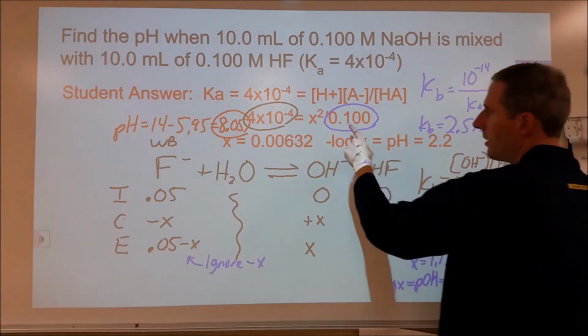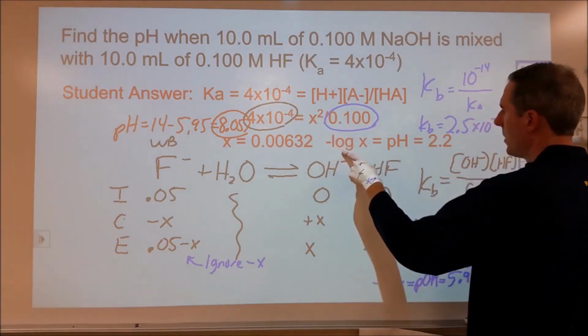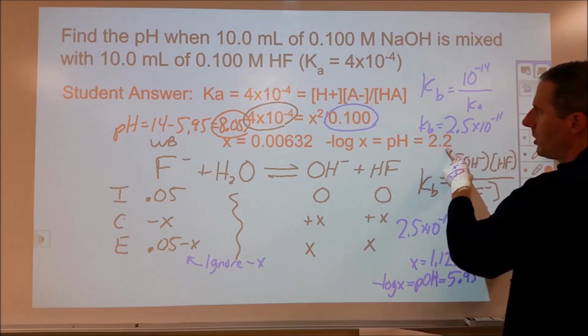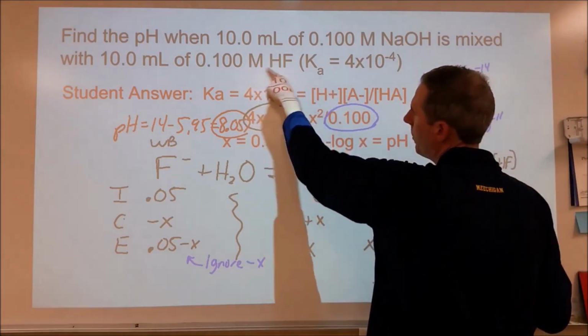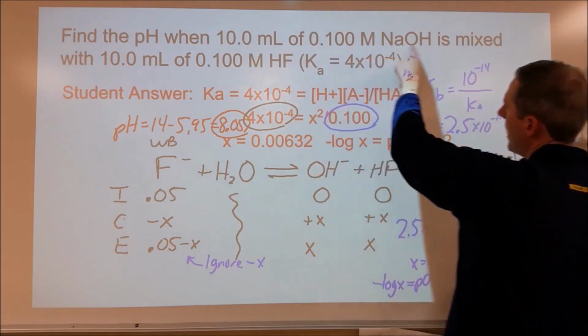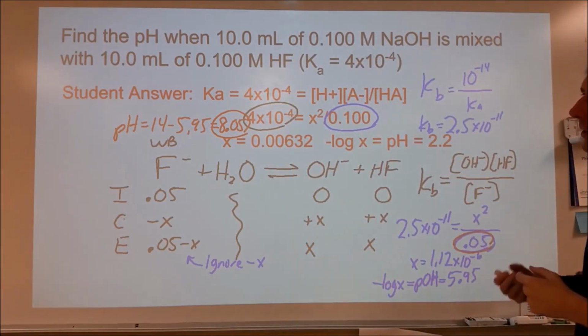The other thing is they missed the fact that they're dealing with a base and ended up with a pH of 2.2. So really what they did was they plugged in what would the pH be of 0.1 molar HF, ignoring this entire other component. And hopefully you get an idea of how to avoid that in the future.